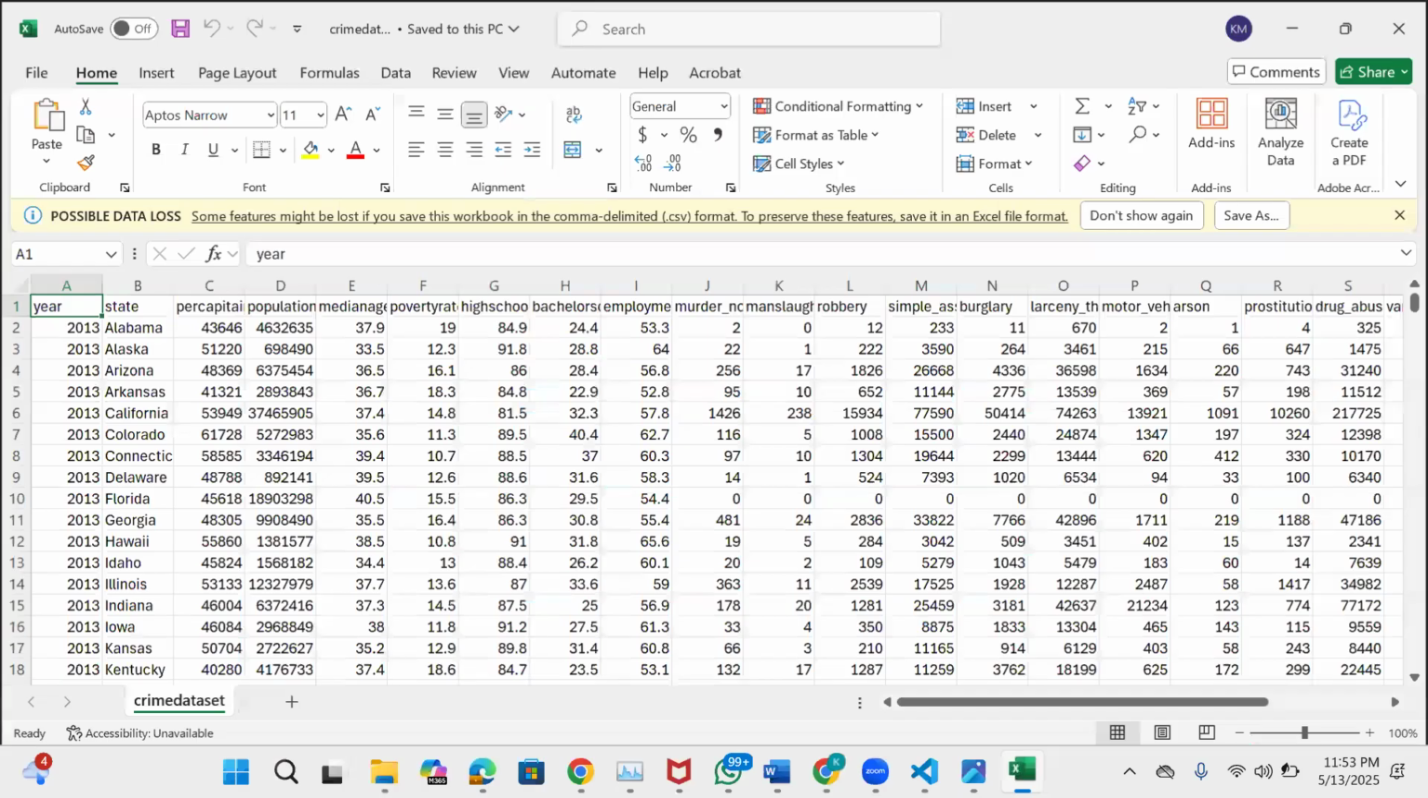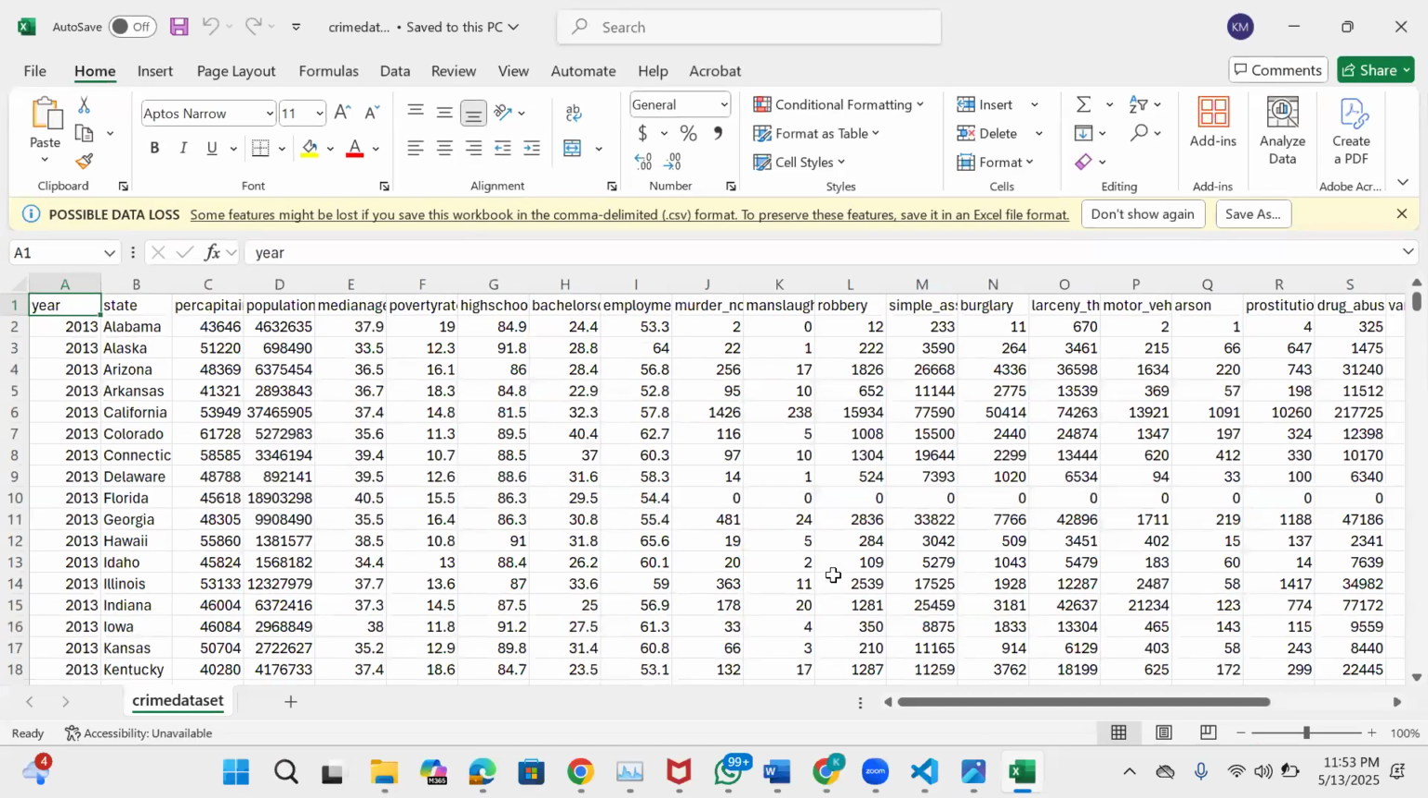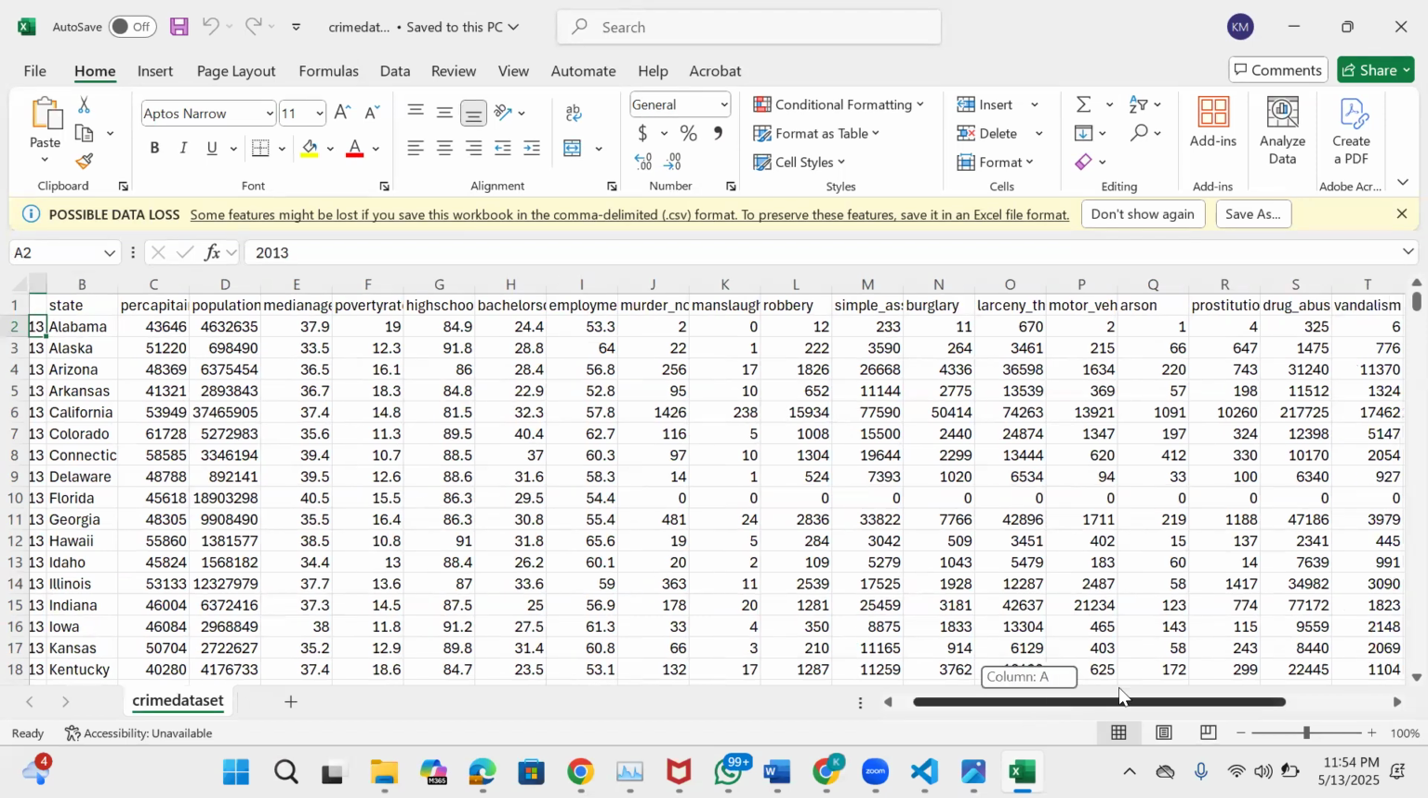So let us talk about the dataset. I've compiled a dataset that merges FBI crime statistics with demographic and socioeconomic indicators for all 50 US states covering the years 2013 to 23. The crime data comes from FBI's UCR APIs and includes detailed annual counts of offenses like murder, robbery, assault, burglary, drug violations, DUI, and more. Each row in the dataset represents a unique state-year, with both total and per capita crime rate for easy comparison across states.